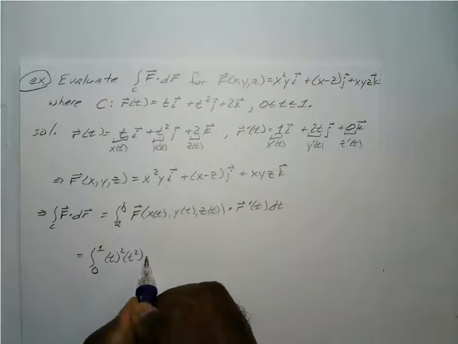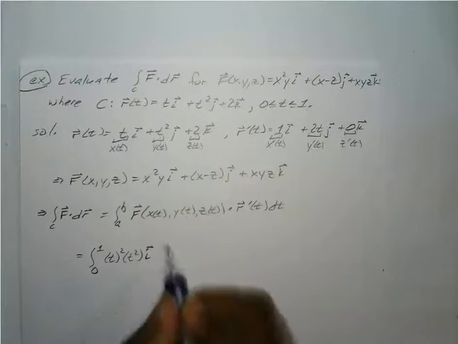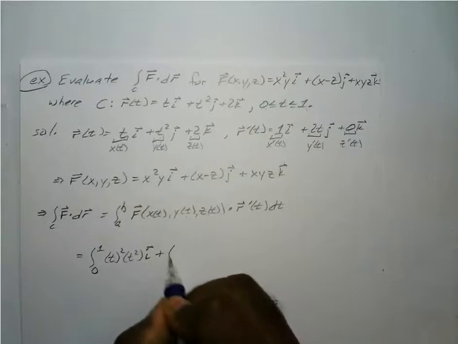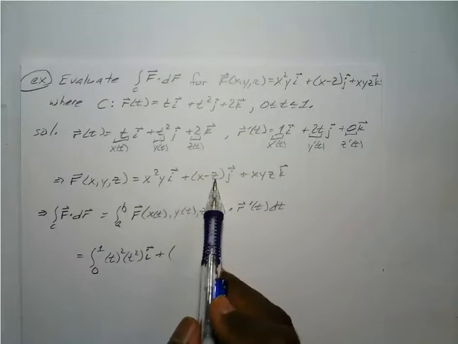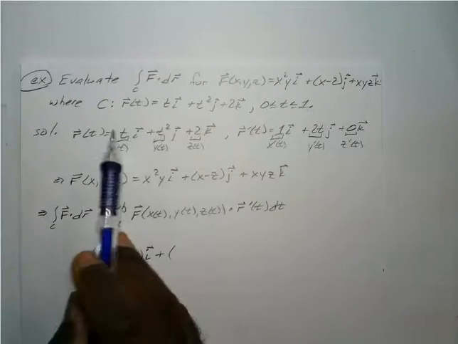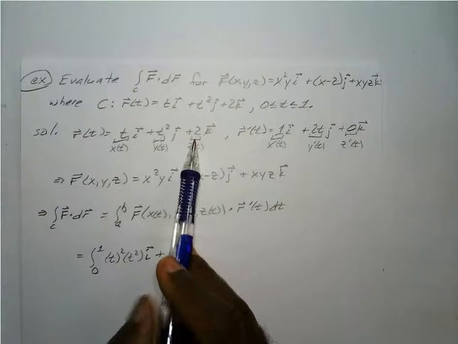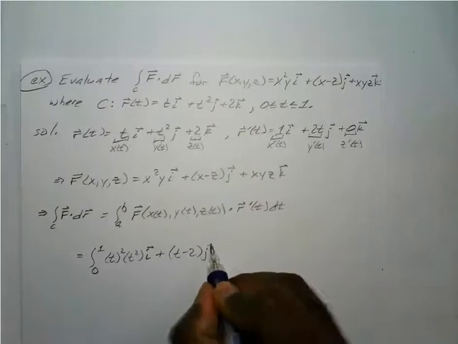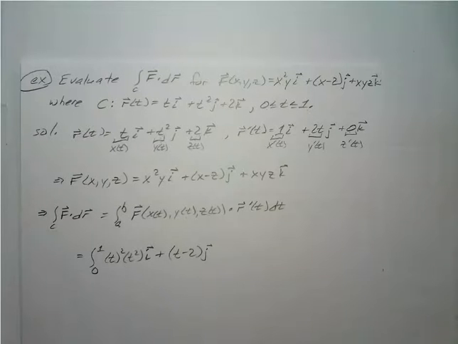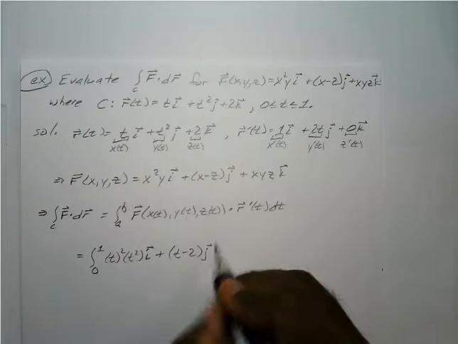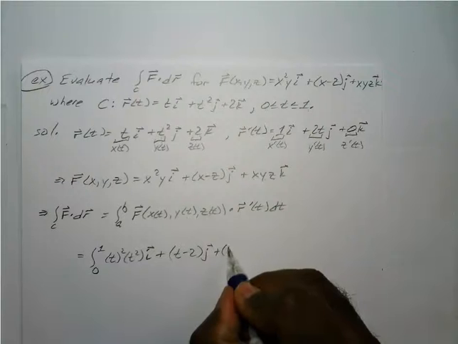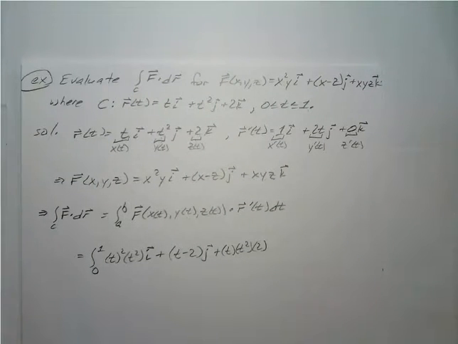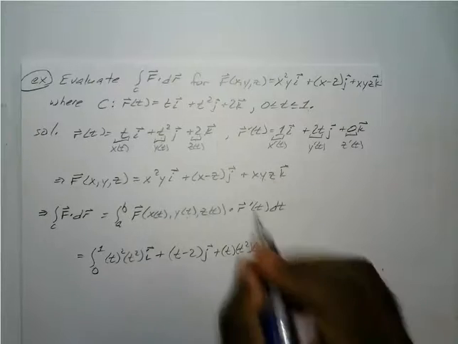times your i unit vector plus you have x minus z. So that's t minus 2 times your j unit vector plus x times y times z. So you have t times t squared times 2 times your k unit vector.